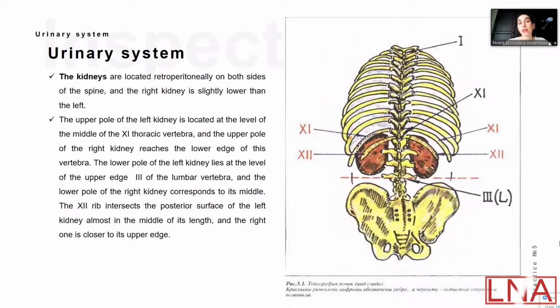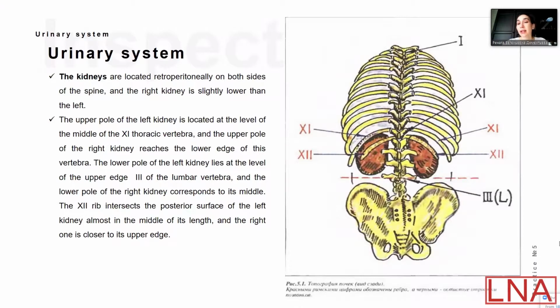It's important for us because, during X-ray examination with contrast, we can distinguish normal anatomical localization from nephroptosis, the lowering and dropping of the kidney pole. The lower pole of the left kidney lies at the level of the upper edge of the third lumbar vertebra, and the lower pole of the right kidney corresponds to its middle.